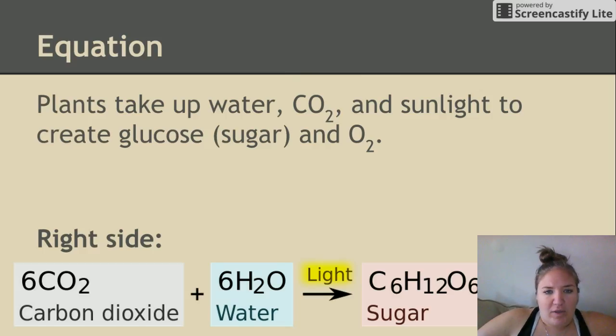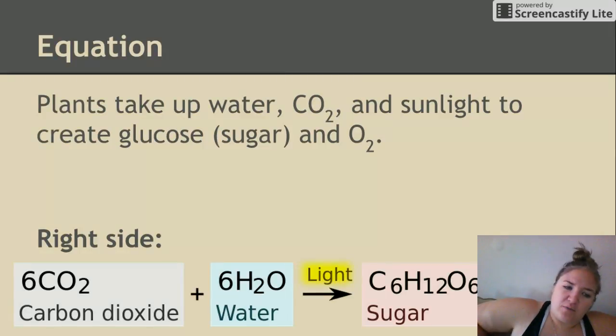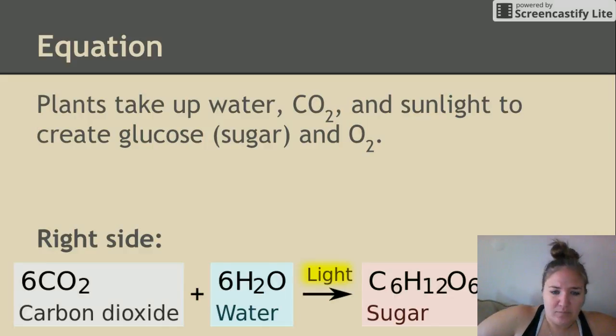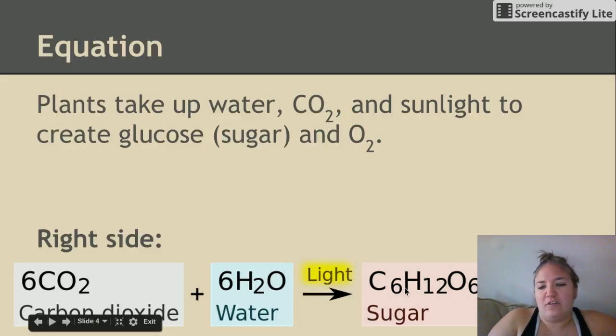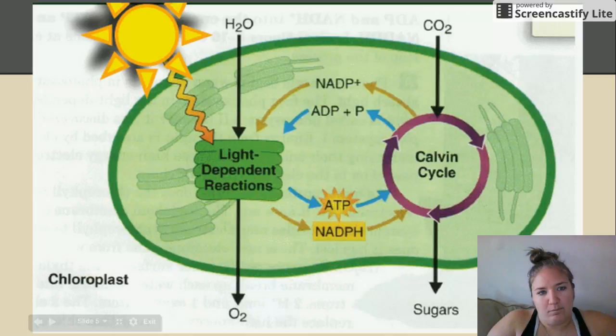So, like we said before, plants take up water, CO2, and sunlight, and they take these things and they create glucose, which is a sugar, and they create oxygen. So, when they take in six molecules of CO2, or carbon dioxide, they also take in six of water, and then they bring in this light energy and harvest this light energy from the sun, and that's where they can create this glucose molecule as well as some oxygen molecules.